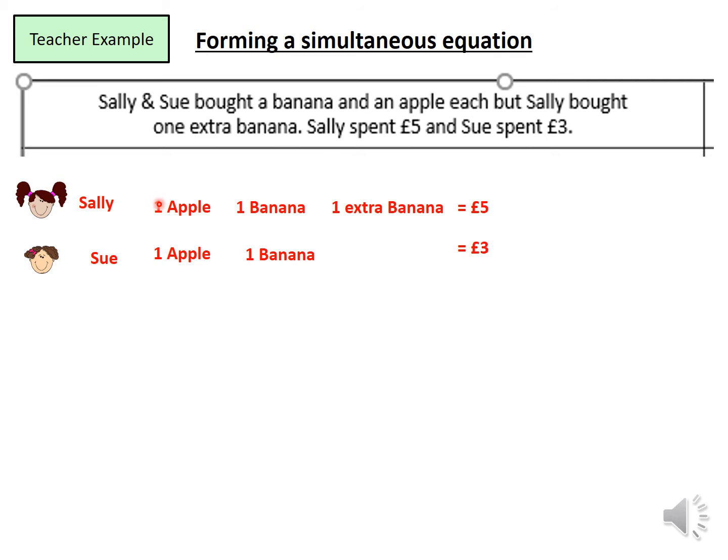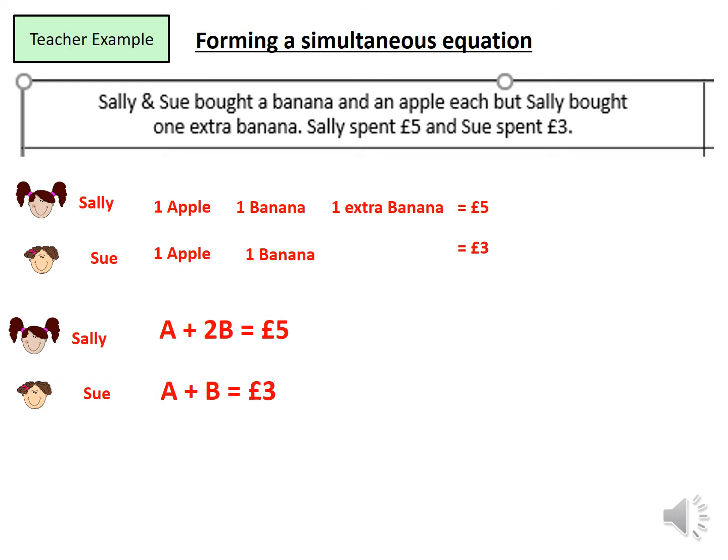Now for this example, I am going to label my variables A and B. A for apple and B for banana, just to keep it simple. I could label it X and Y, but I'm going to go for A and B to keep it simple. So Sally had one apple and two bananas. 1A plus 2B equals £5, which is how much she spent. Sue had one apple and one banana and she spent £3, so A plus B equals £3.